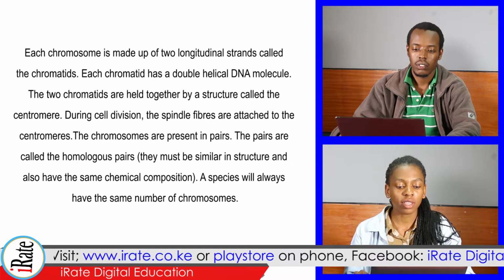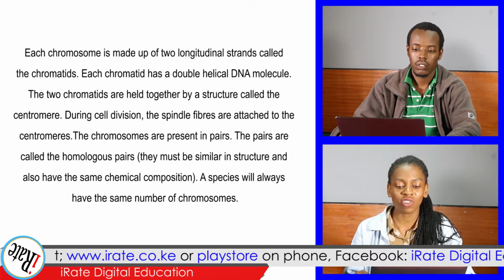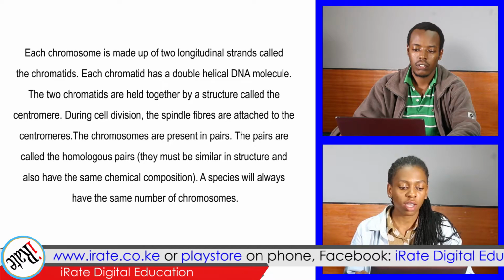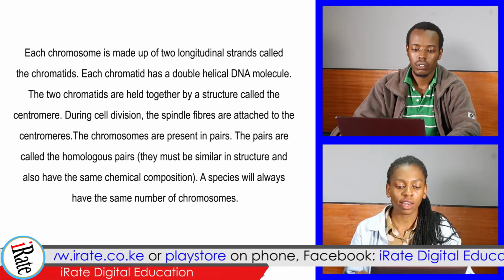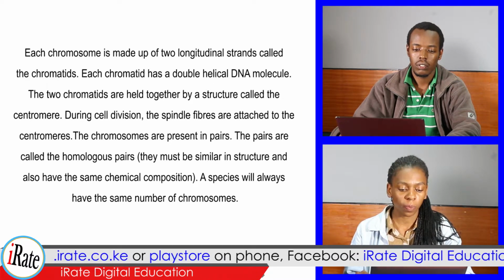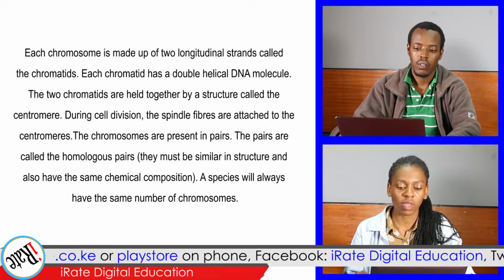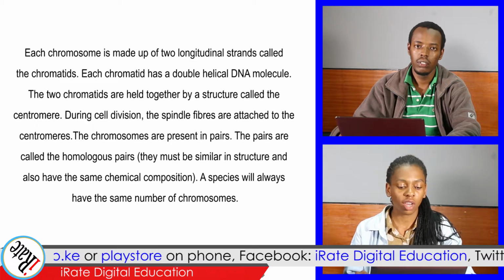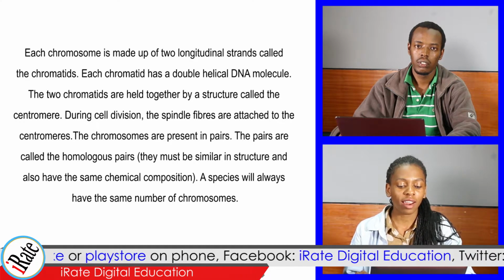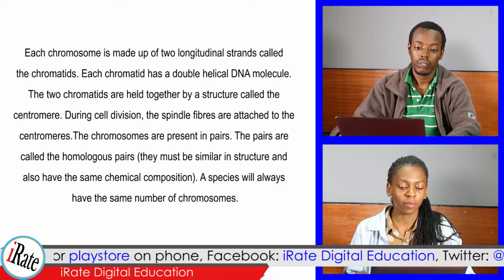Each chromosome is made up of 2 longitudinal strands called the chromatids. Each chromatid has a double helical DNA molecule. The 2 chromatids are held together by a structure called the centromere. During cell division, the spindle fibers are attached to the centromeres.